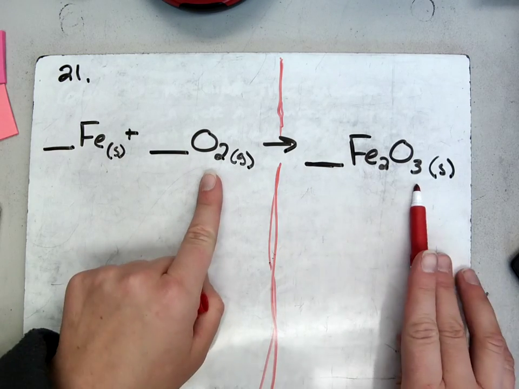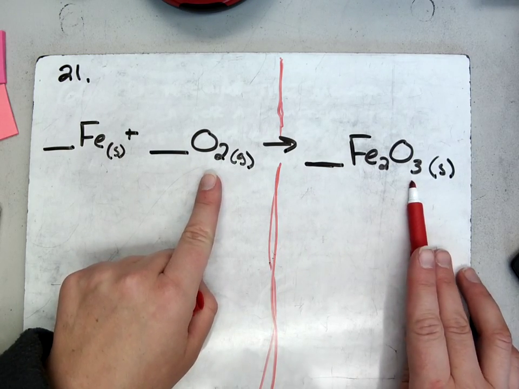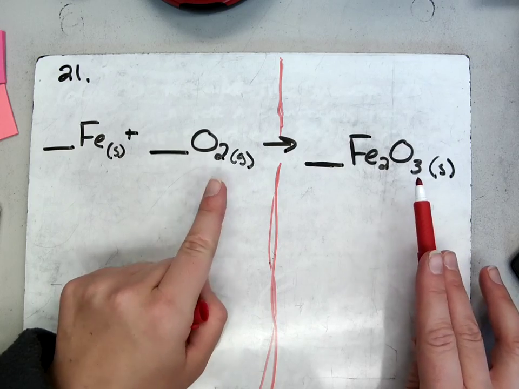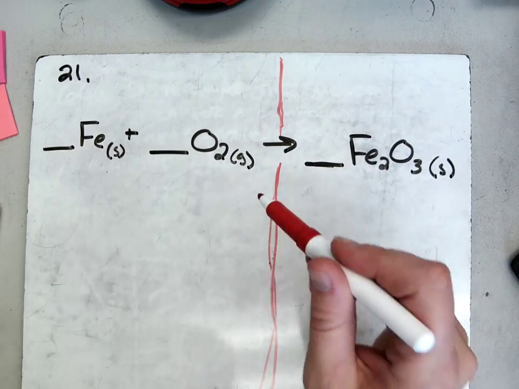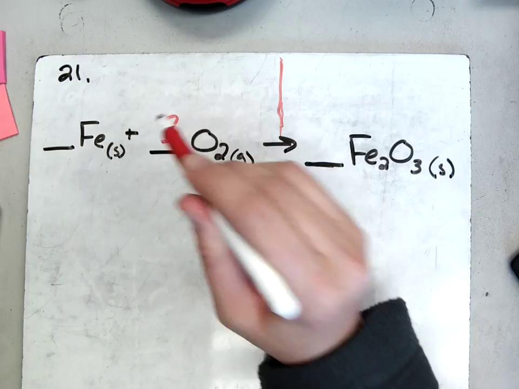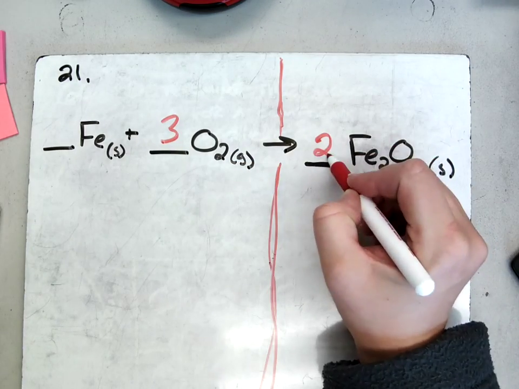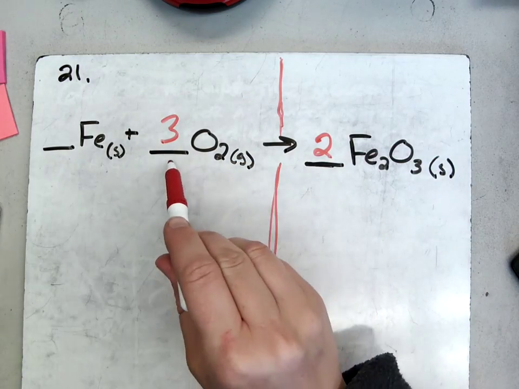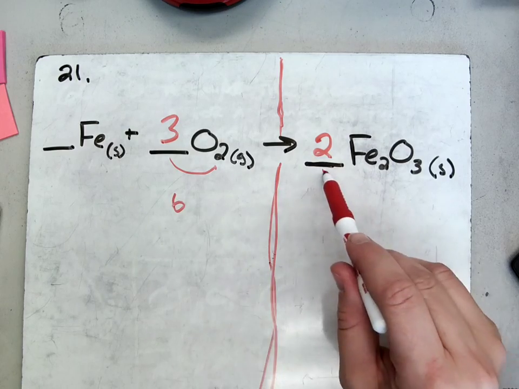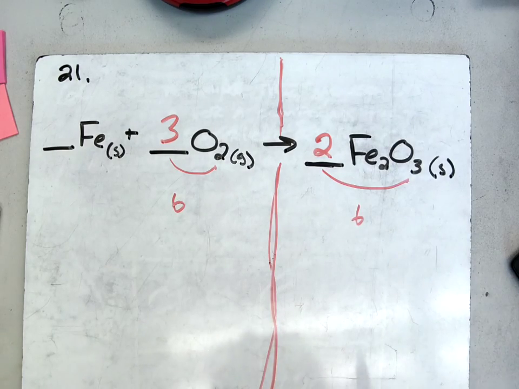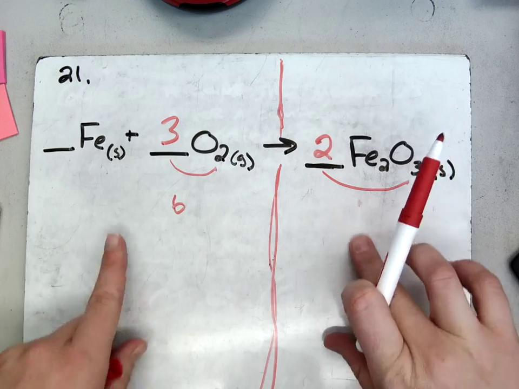If I start with 2 oxygens and I end with 3, the only way to make these the same is to multiply these numbers by each other. So 2 times 3 is the same thing as 3 times 2. Now I have 6 oxygens on both sides. My oxygens are good. Okay.